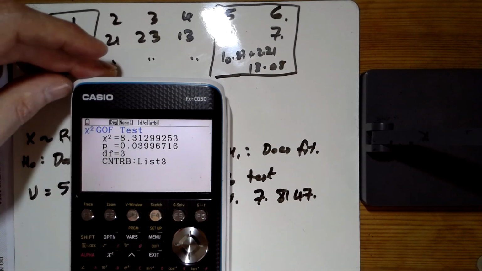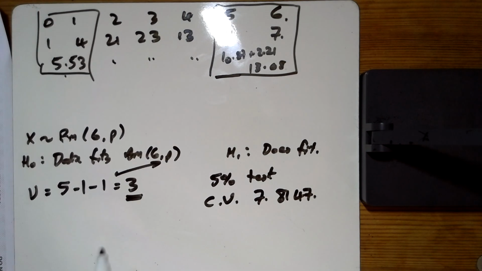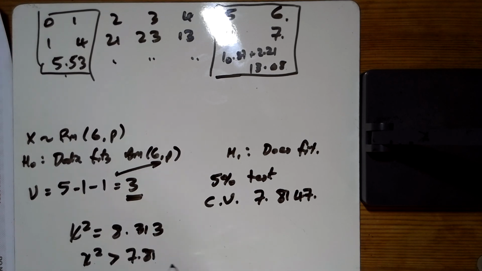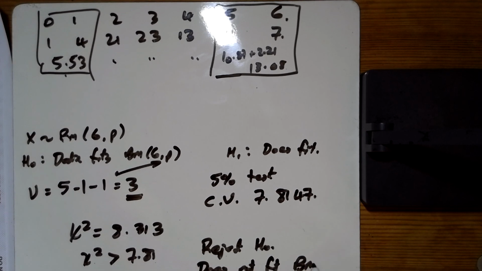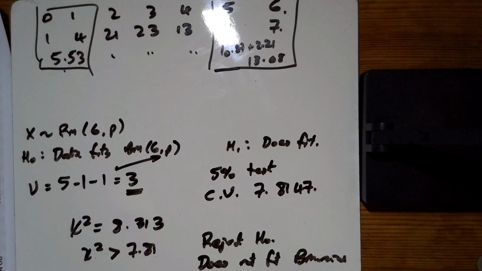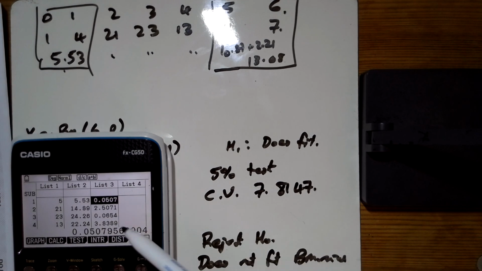We're getting 8.313. So our chi-squared value is 8.313. Our chi-squared value is greater than 7.81, so we will reject H0. It does not fit a binomial by the looks of things. Yes, I should say evidence suggests it does not fit there. Liam's is not suitable.